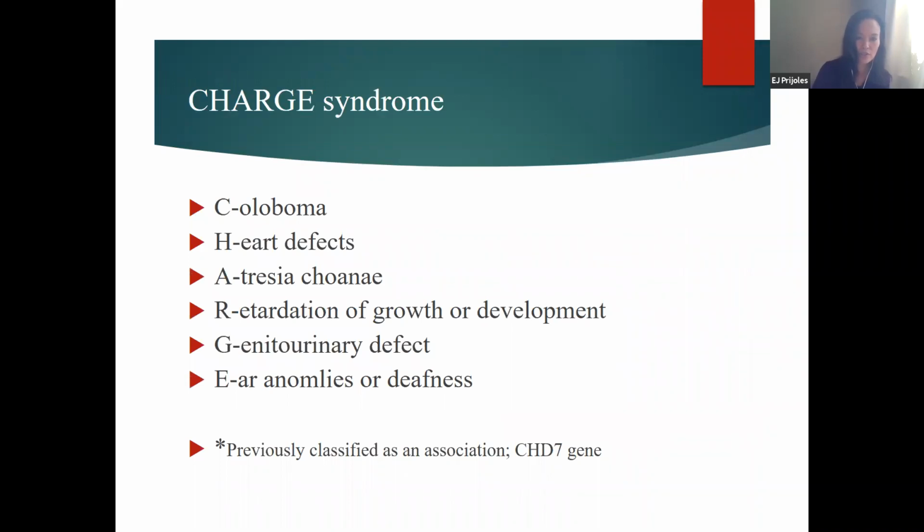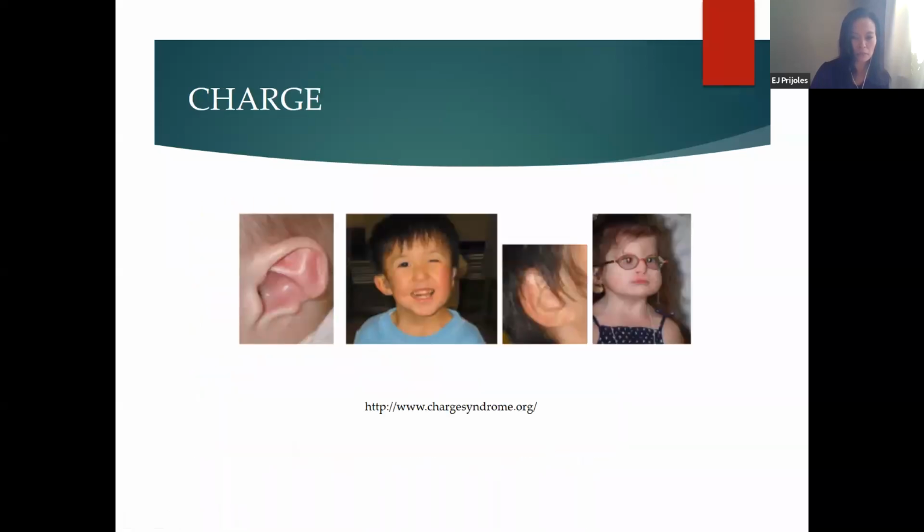So CHARGE syndrome, an acronym for colobomas, heart defects, atresia of the choanae, retardation of growth or development, genitourinary defects, ear anomalies, or deafness. It is caused by a mutation in the CHD7 gene. And just some photos of individuals who are described with CHARGE. And I put this in here because this is the, I guess, the typical or characteristic ear finding that can be associated with CHARGE.